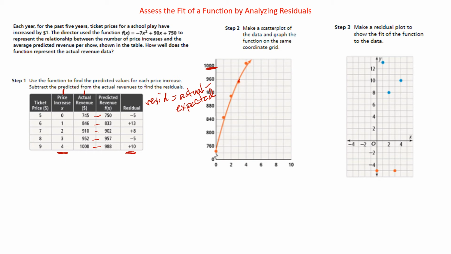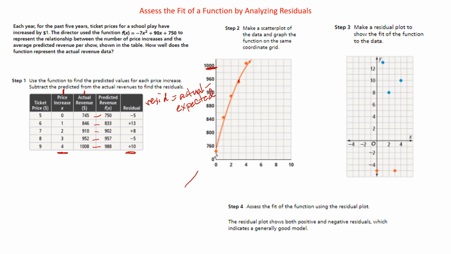What are we looking for in the residuals? We're looking for some positives, some negatives. We're looking for them to be scattered. Like we don't want to really see a pattern in the residuals. And so this one looks pretty scattered. We have some above the graph, some below the graph. And so assess the fit of the function using the residual plot. It shows both positives and negatives, which means it's a pretty good model, which is also supported by looking at the graph itself. So that's how we can see how well the function fits.